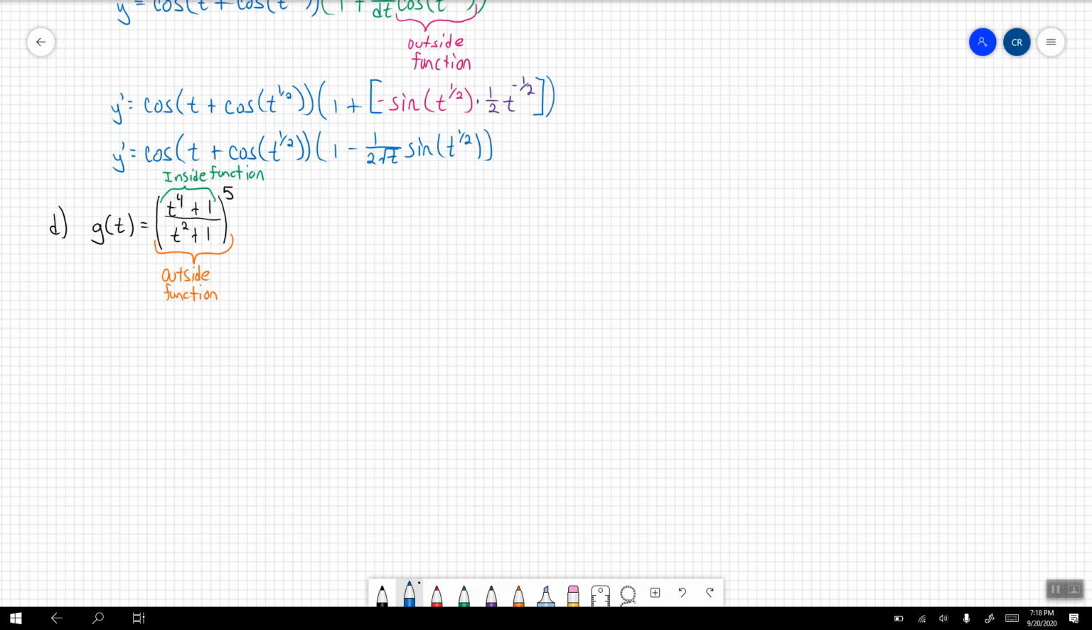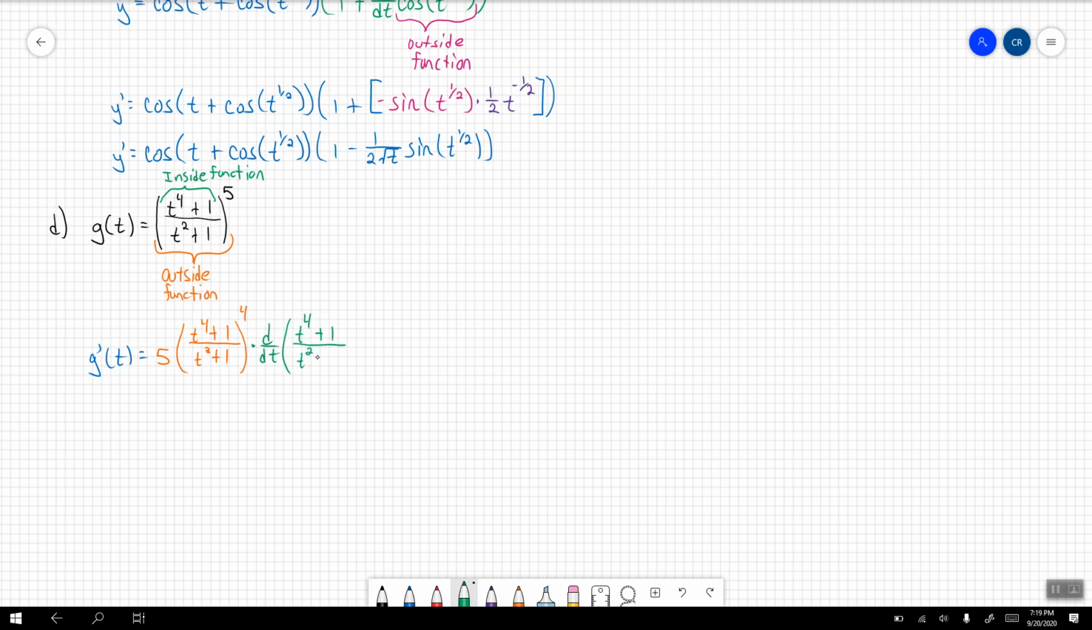So if I want to take g prime of t, then I need to use my chain rule. The chain rule says take the derivative of the outside function, so we're going to drop the exponent forward, you keep the inside function the same, and you subtract 1 from the exponent. And now the chain rule says multiply by the derivative of the inside function. Well, that one's going to be easier said than done.